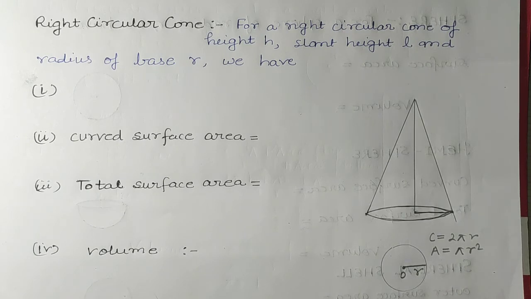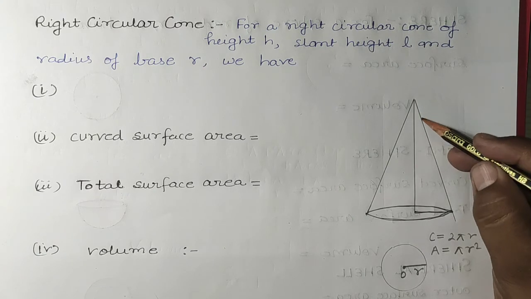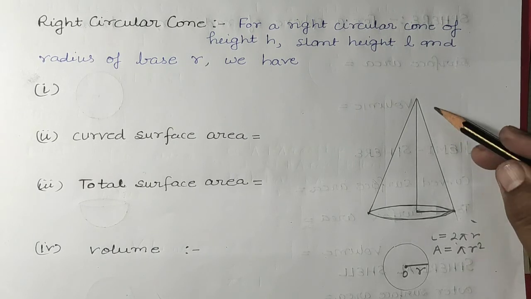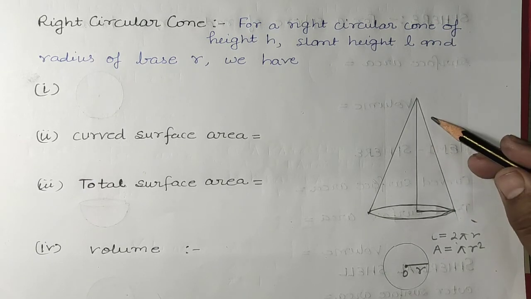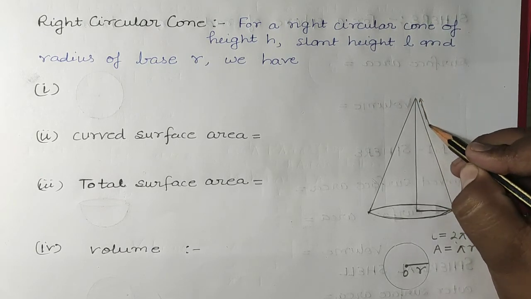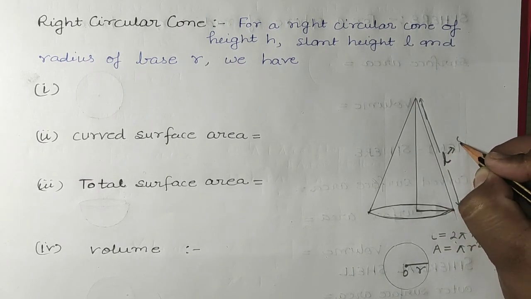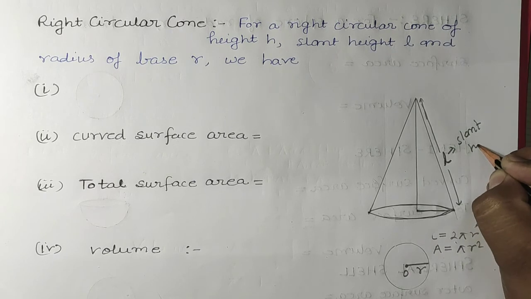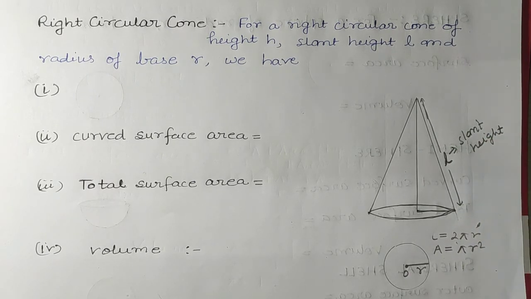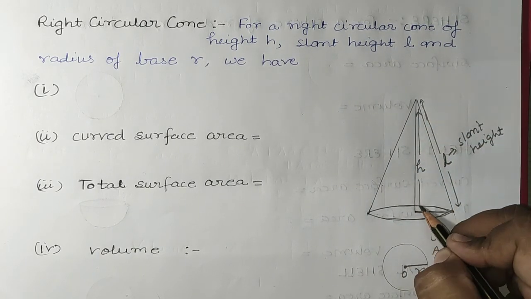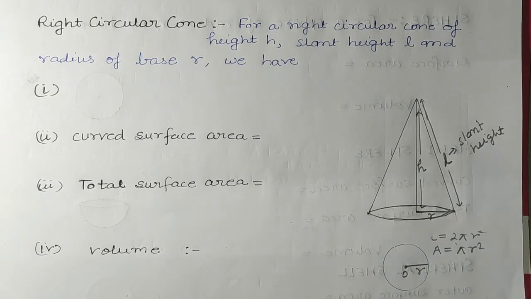Here in the cone, one more thing is there. If we observe this height, it is not perpendicular to the base, it is in a slanted position. So this height is known as the slant height of the cone. This is called slant height, and this is simply the height, and this is your radius r.